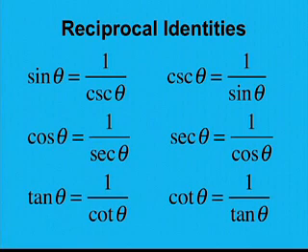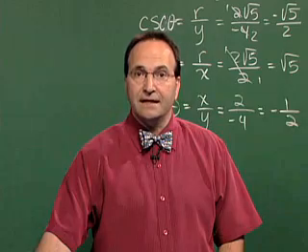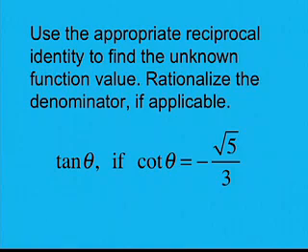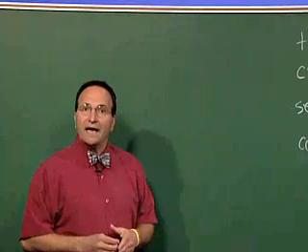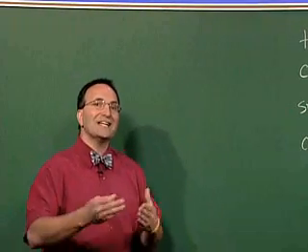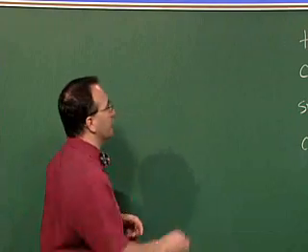Let's do an example where we use these reciprocal identities. Here we have, use the appropriate reciprocal identities to find the unknown function values. Rationalize the denominator if applicable. And we have the tangent of theta if we know that the cotangent of theta is equal to negative square root of 5 over 3. So we want to find tangent of theta. We're given the cotangent of theta, and we know that the tangent is the reciprocal of cotangent.